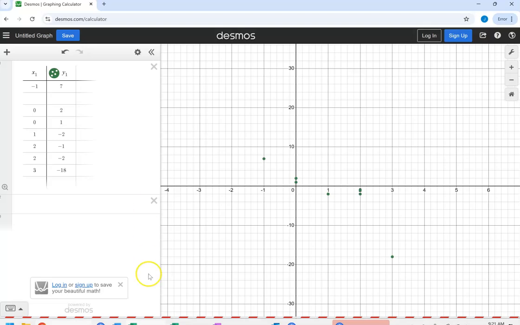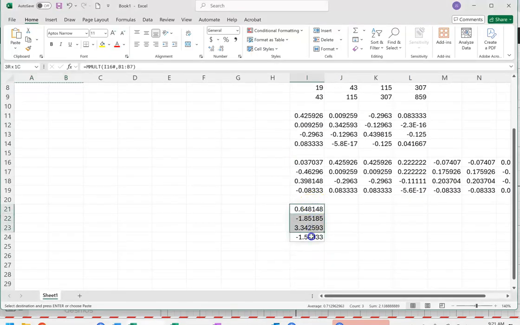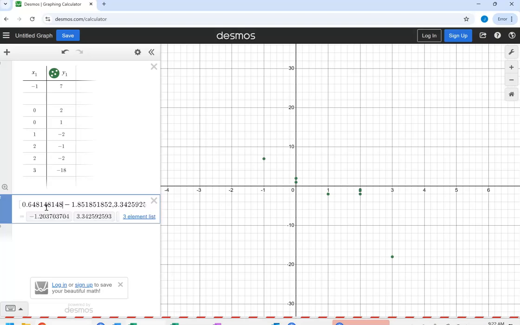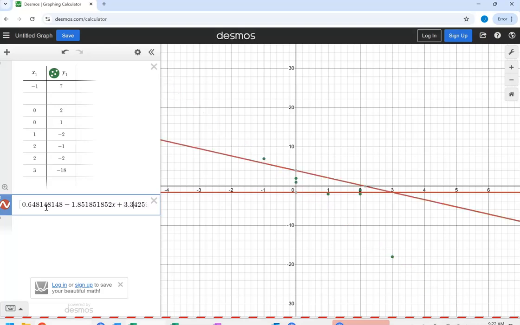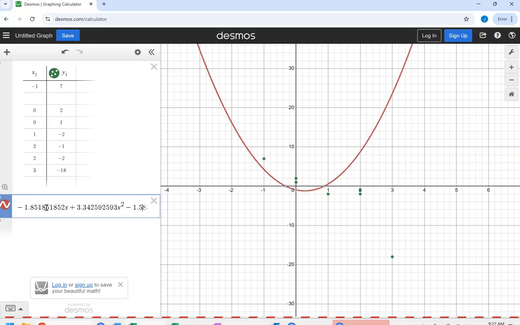Okay. I want to put in that least squares cubic. So rather than having to flip-flop back and forth every time, I'm just going to copy and paste that over into Desmos as well. Notice that if I had that single column, it just made it a list, so I can edit this pretty quickly. That was my constant. This is my x coefficient. This is my x squared coefficient. And this is my x cubed.